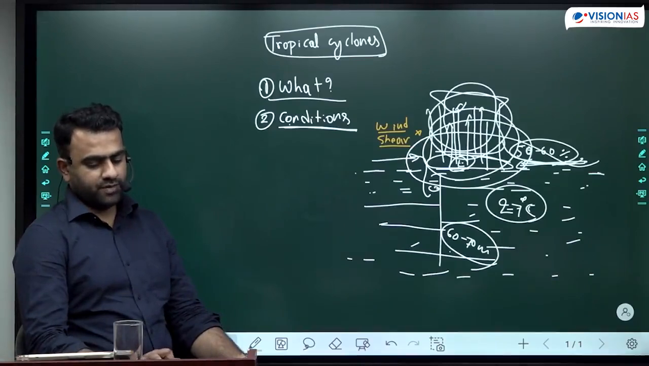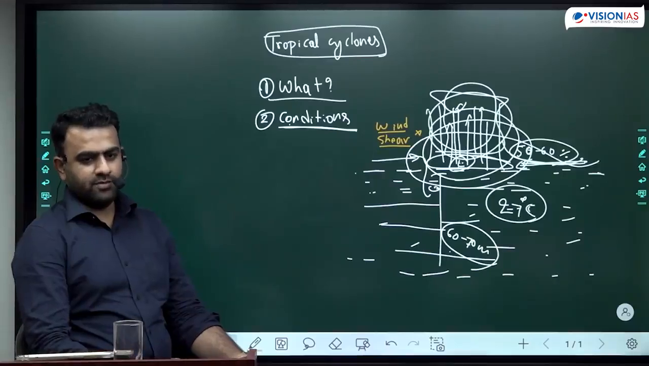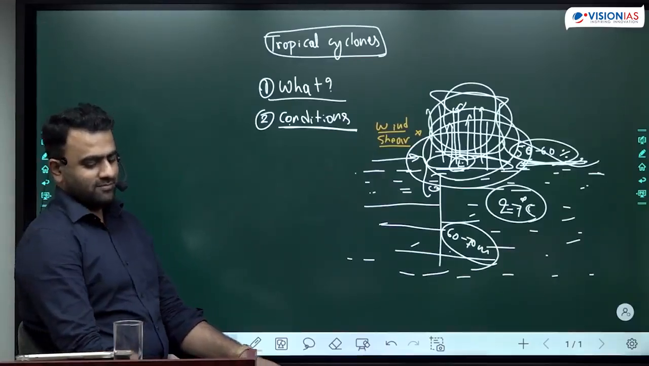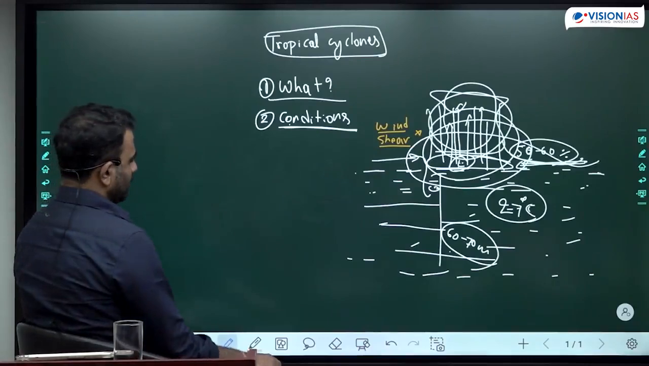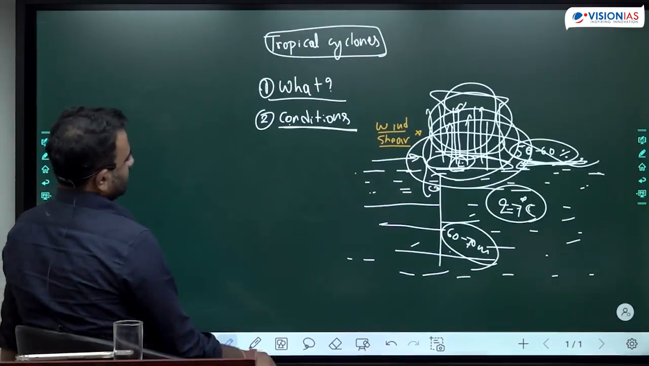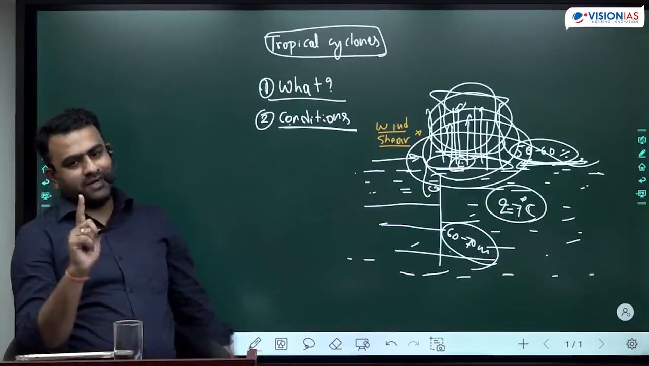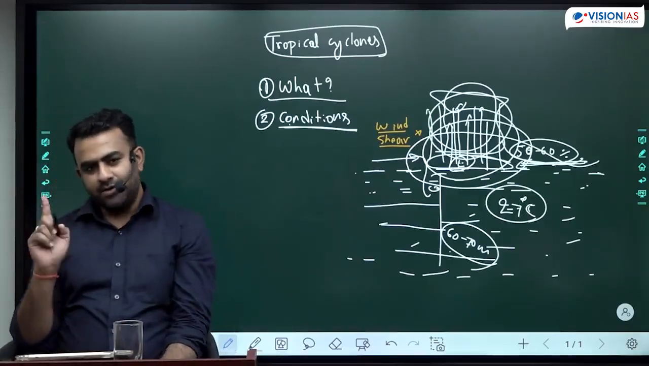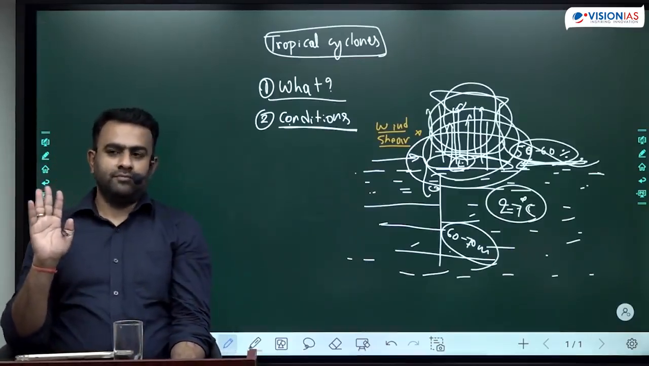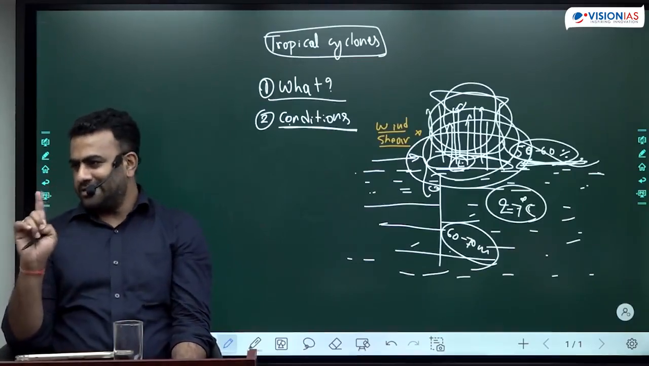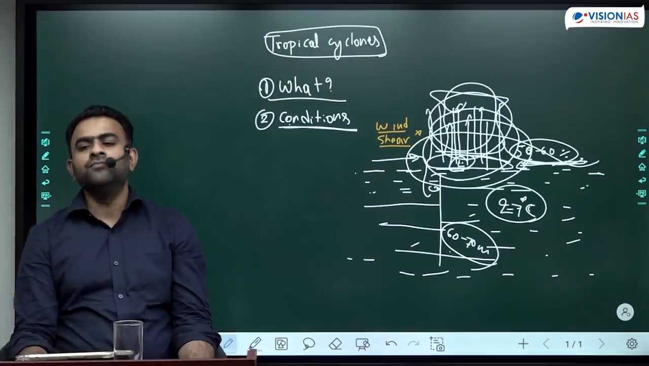ठीक है, 5 condition याद हो गया. So even if I wake you up from sleep and ask you, you should be able to tell. Very, very important part of the entire topic is here. See, even if one condition is absent, cyclone will not be formed. Out of these 5, even if one is absent, cyclone will not be formed.